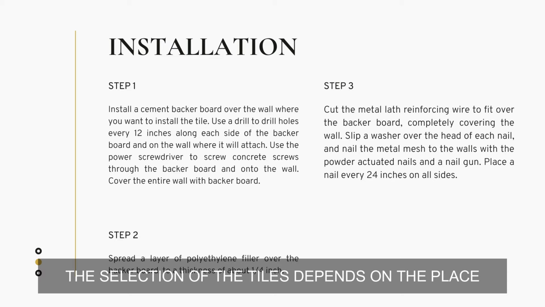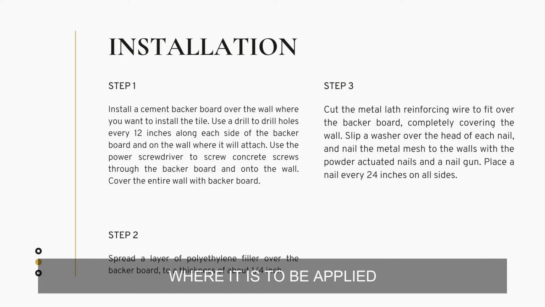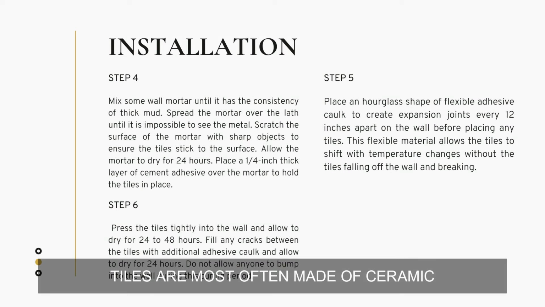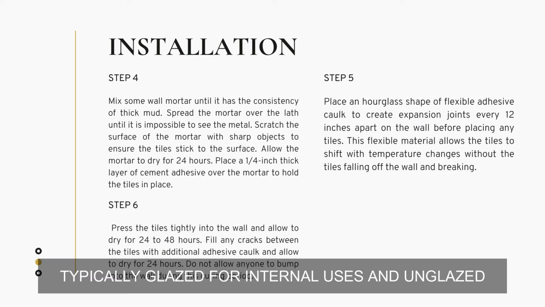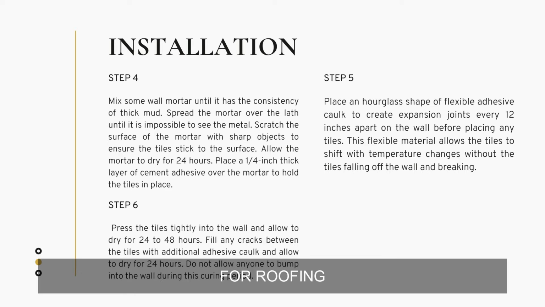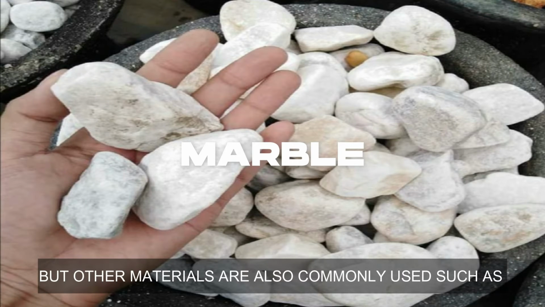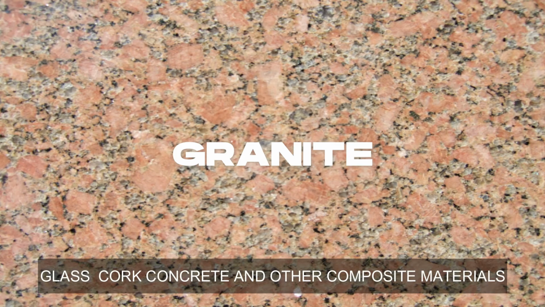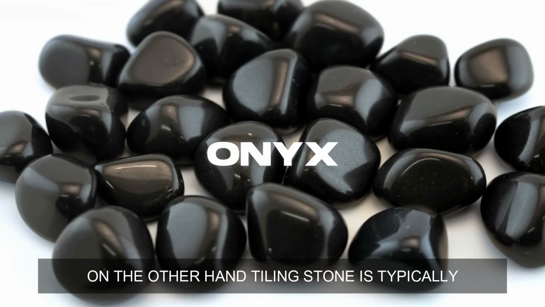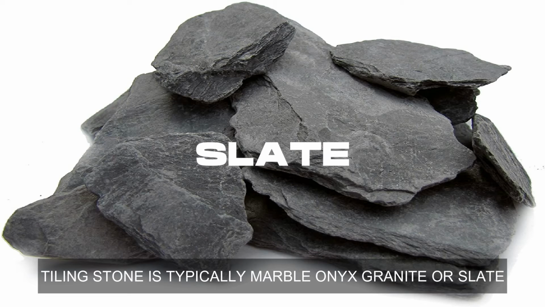The selection of the tiles depends on the place where it is to be applied. Tiles are most often made of ceramic, typically glazed for internal uses, and unglazed for roofing. But other materials are also commonly used such as glass, cork, concrete, and other composite materials and stone. On the other hand, tiling stone is typically made of marble, onyx, granite, or slate.